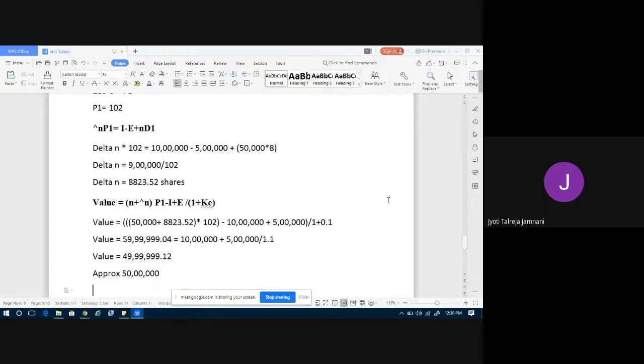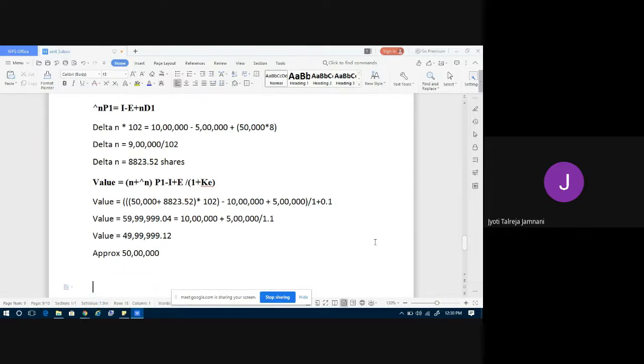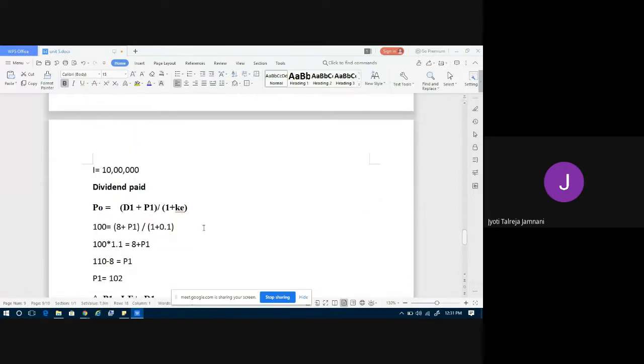This is for dividend paid. Now we have to do dividend not paid. First we'll find P naught.